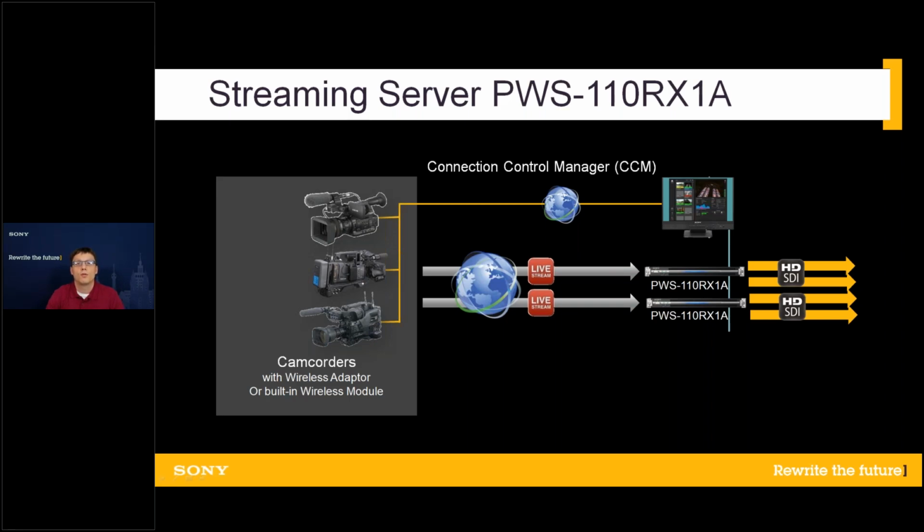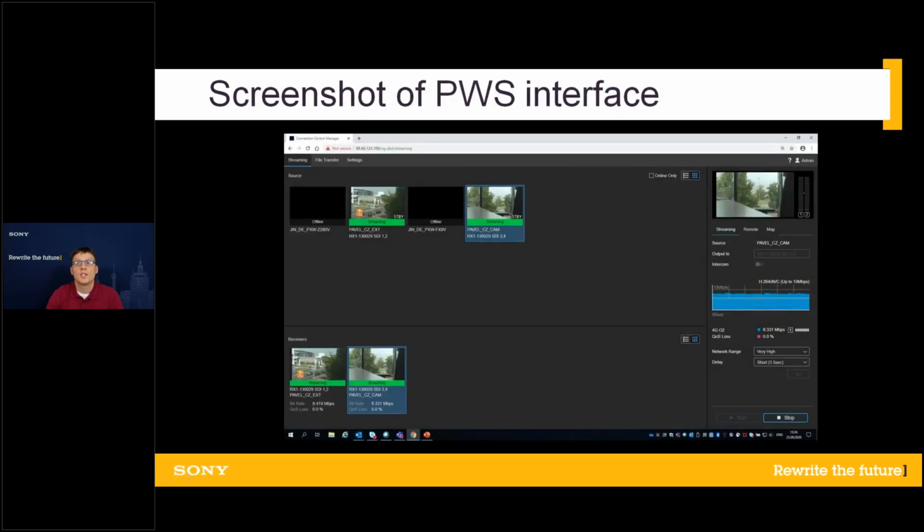And now I'm going to show you the interface of that server, how it looks. So on the screen now you can see how the GUI of the server looks. You can see your cameras online or offline. When the cameras are online, you see already a thumbnail. It's in the place which is called source. And then as a receiver, you see the playout channels of the server. What you can also monitor on the right side of the screen is the quality of the transmission, and you can of course stop the stream.